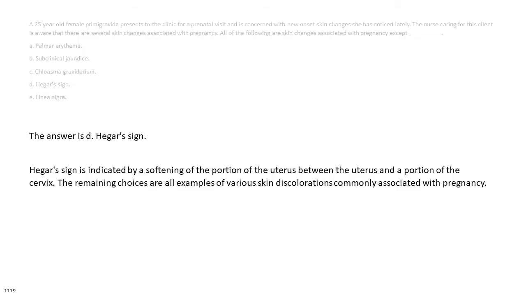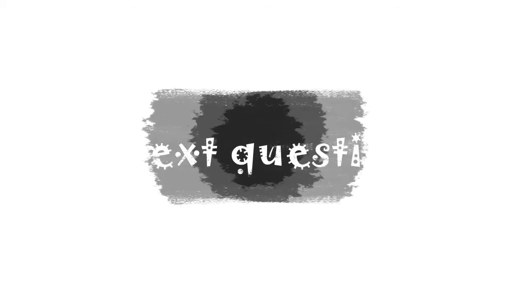The answer is D. Hegar's sign. Hegar's sign is indicated by a softening of the portion of the uterus between the uterus and a portion of the cervix. The remaining choices are all examples of various skin discolorations commonly associated with pregnancy.